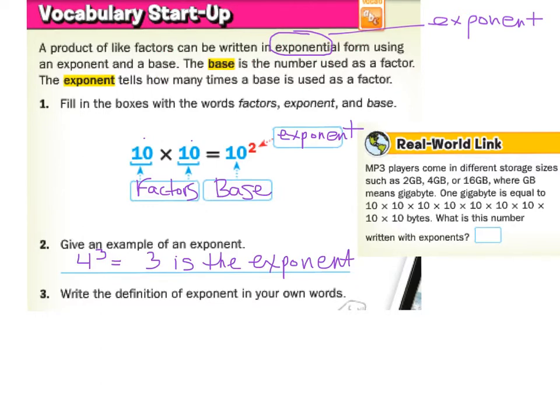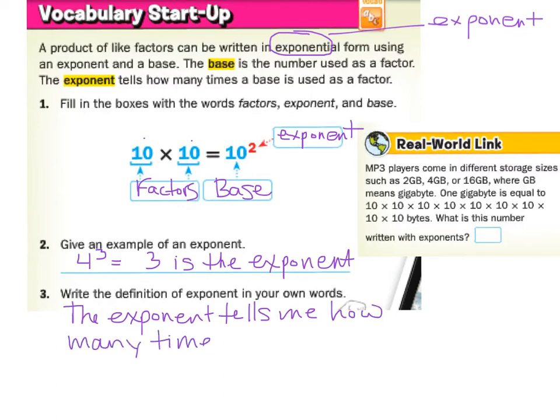So the definition of an exponent: the exponent tells me how many times I should multiply the base number times itself.